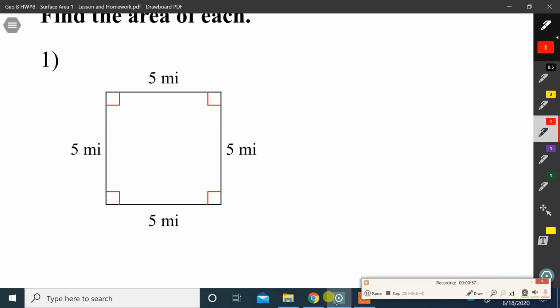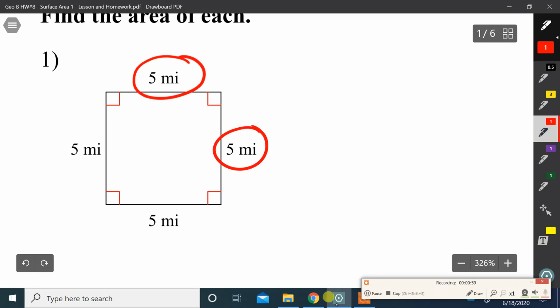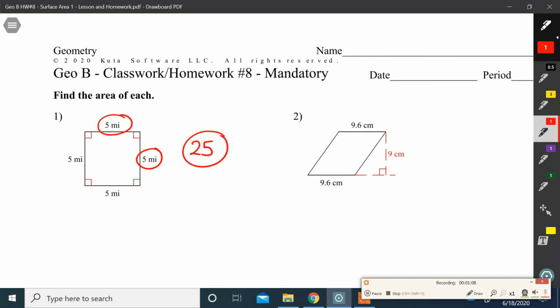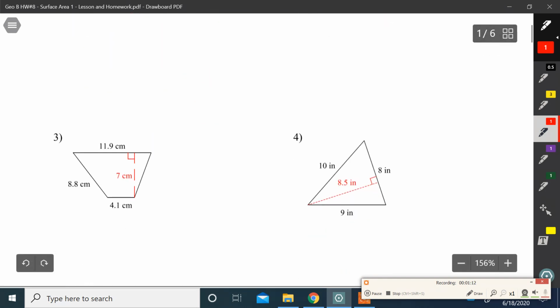Simple one here. We know that 5 times 5 is 25, and that is the area for that one right there. That is as simple as it could get. For number 2, you just have to multiply the height times the base, and that should give you your answer.